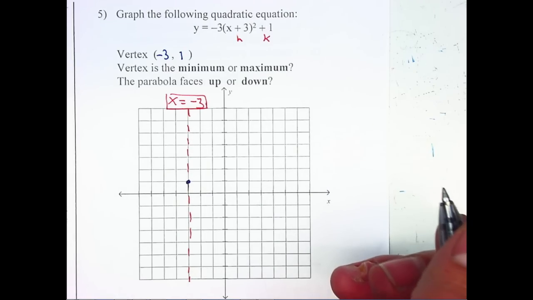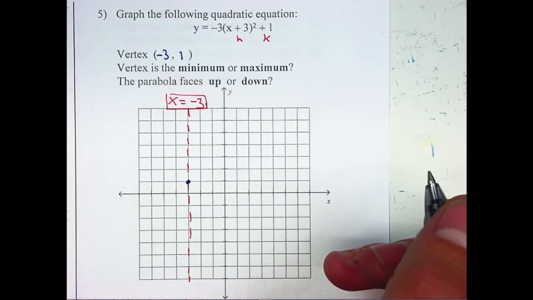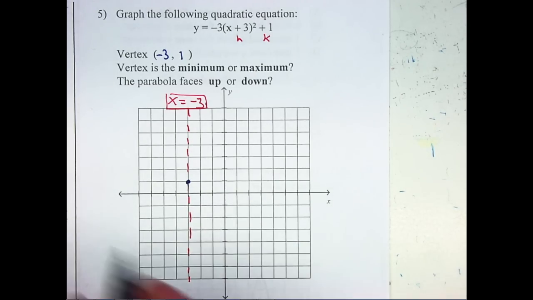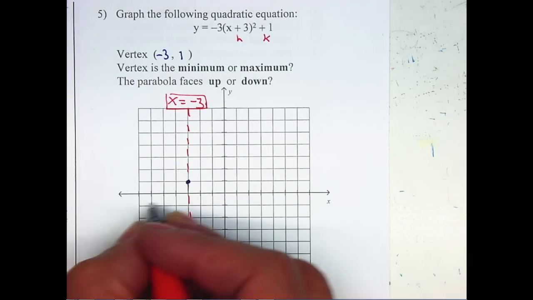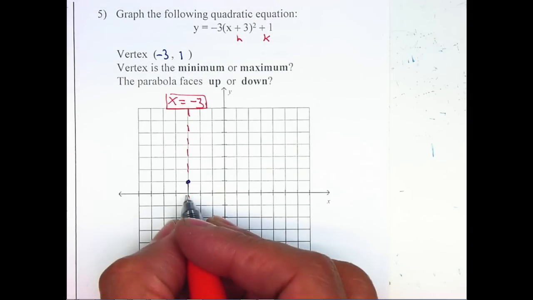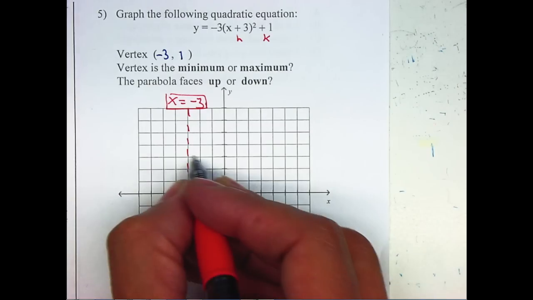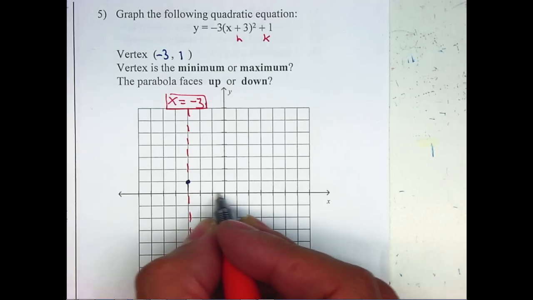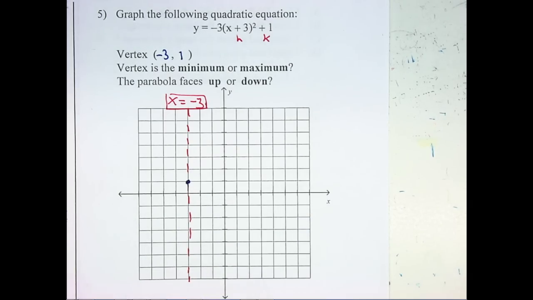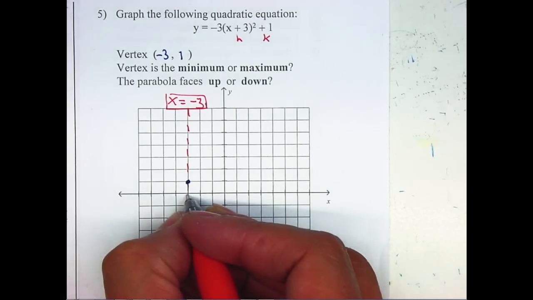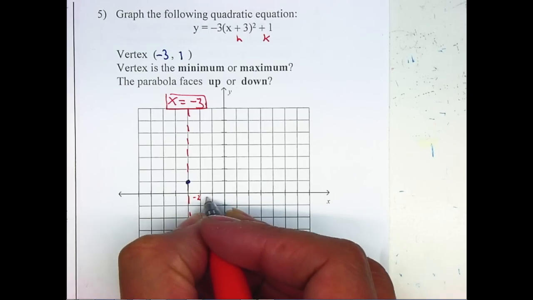Now I need to find different points on the parabola in order to sketch it. You can plug in whatever values you want for x, but if we stay close to the axis of symmetry, we're going to get points somewhere close to it. If you get too far from the axis of symmetry, you're going to get very large numbers. So in this case, this is a -3, I'm going to plug in a -2, and then I'm going to plug in a -1.